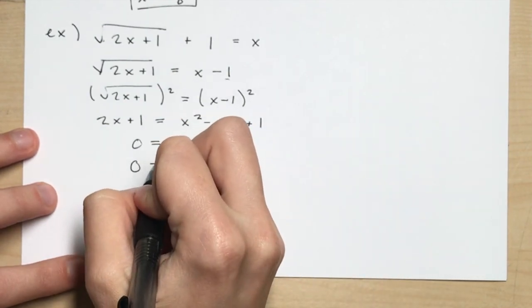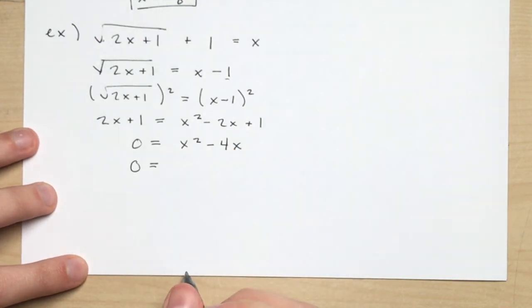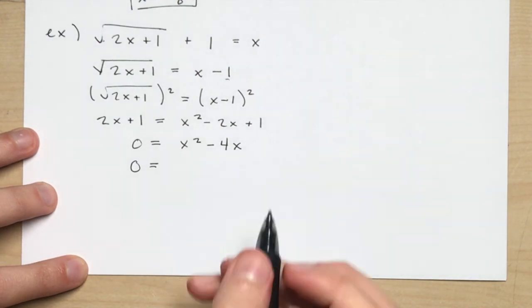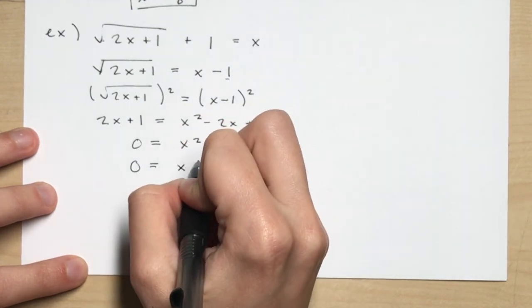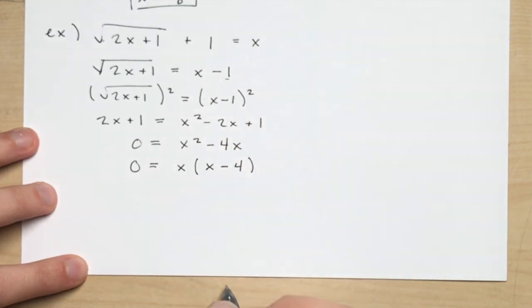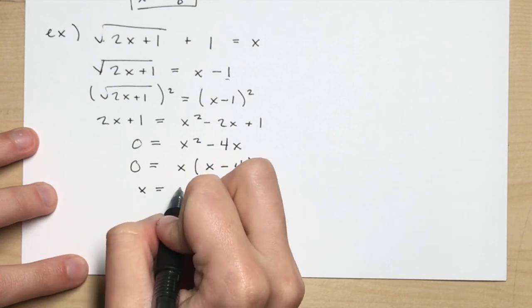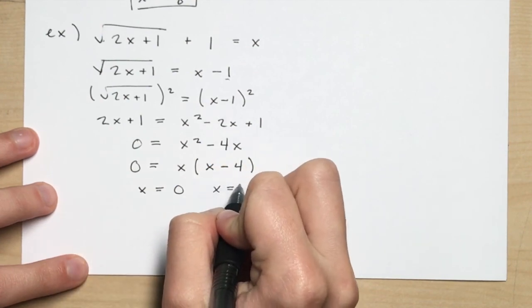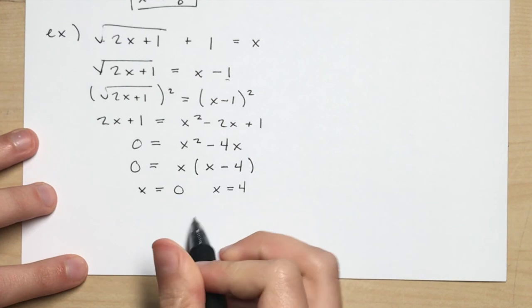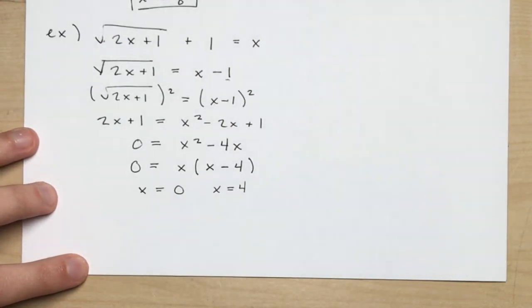We factor out what we can. Both of these terms have what? They have an x, right? So we have a factor of x, and we're left with x minus 4. So this means we have two answers, 0 and 4. However, we need to check, right? We need to make sure that both of these work.